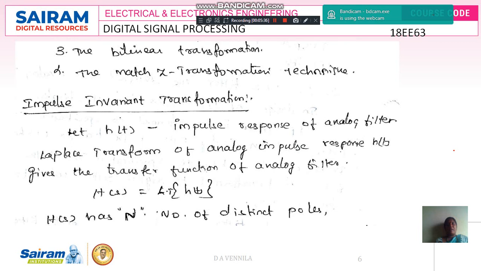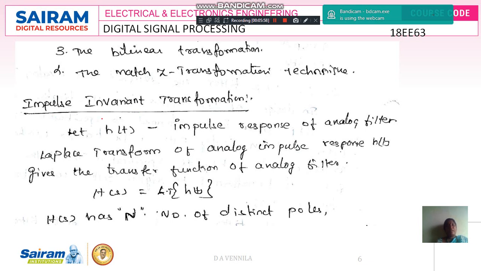All those techniques we are going to use for converting analog to digital. Now, coming to the impulse invariant technique. The impulse invariant technique is what we use to convert the analog transfer function to a digital transfer function. For that purpose only we are going to use the impulse invariant technique.